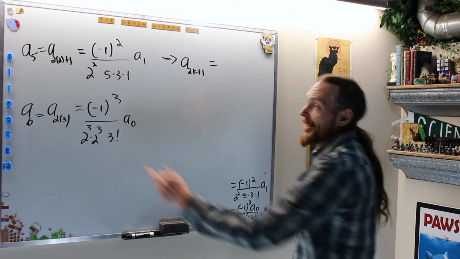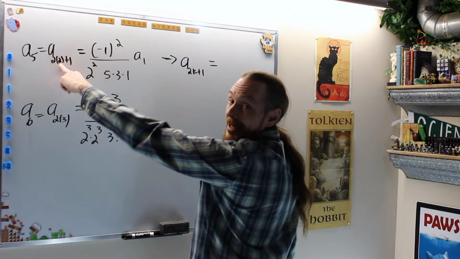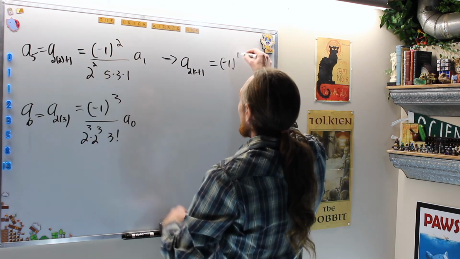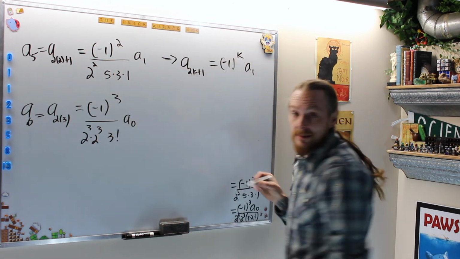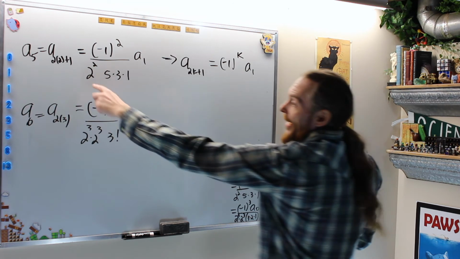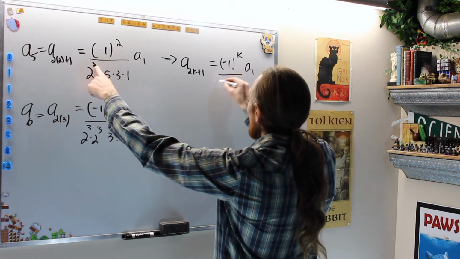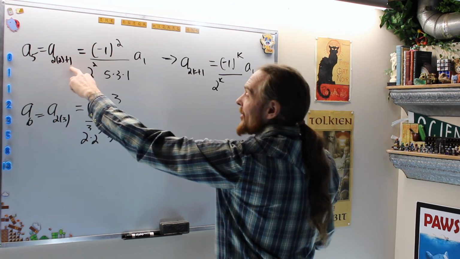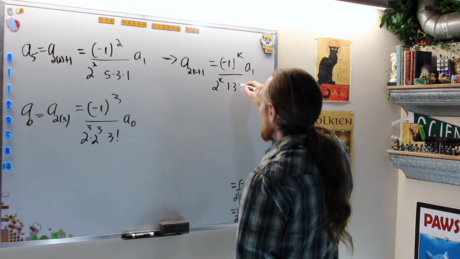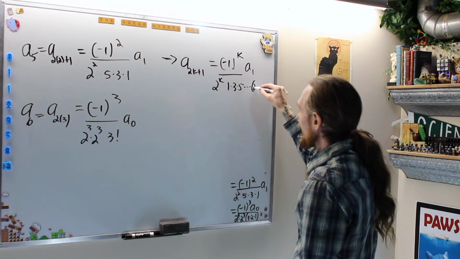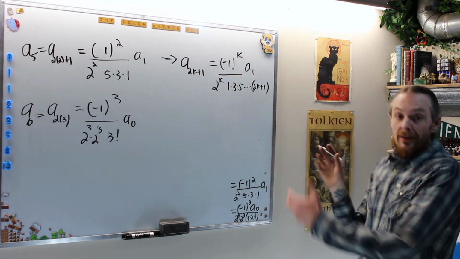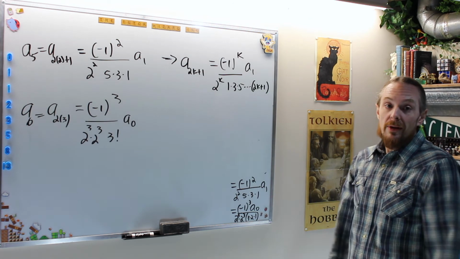a_{2k+1} is, when I had a k here, this is the k. So when I had k as 2, I had (-1) to the 2. So I'm going to get (-1) to the k times a1. And then I had 2 to the 2, so that should be 2 to the k. And now what's 5? 5 is also 2k plus 1, so this will be 1 times 3 times 5 times dot dot dot. Where do I stop? 2k plus 1. There's now a closed form for that recursion relation.